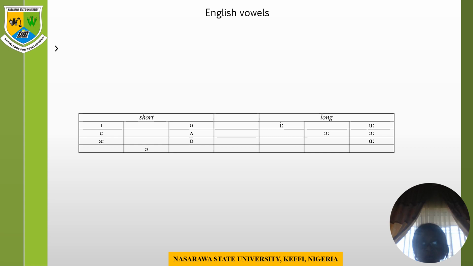Now we have the English vowels. We have the short and long vowels. First of all, the short ones, starting from the front vowels. There are three front vowels there. And the back short vowels are three, and the central one, the schwa. And the long ones we have as front, and the back ones, and the long central one.